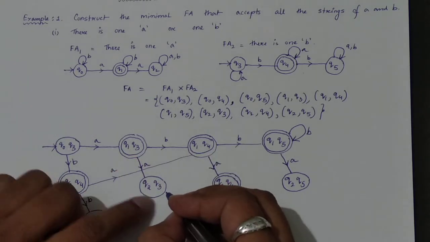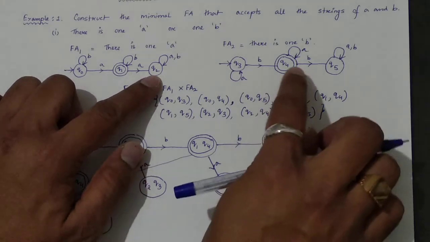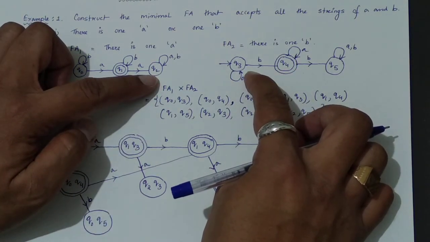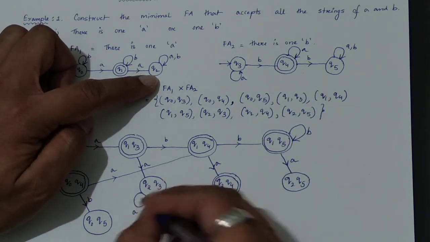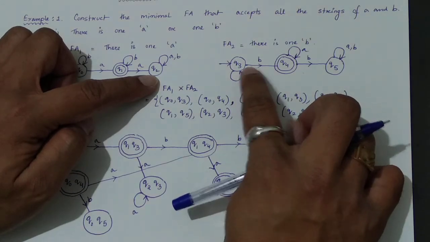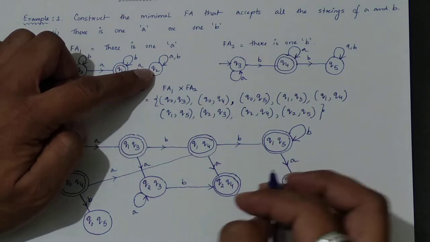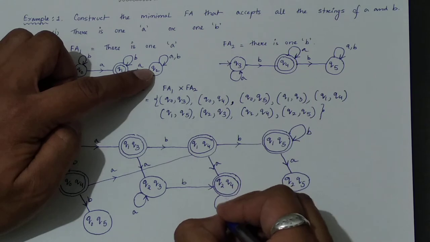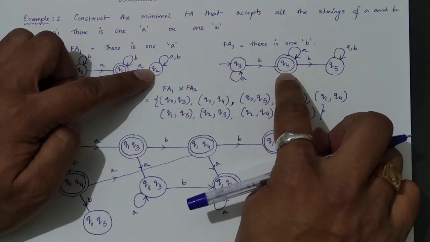Okay. Now Q2, Q3. We are left with only three states. Q2, Q3 on seeing A is going to Q2, Q3 only. Correct? So it will be a self loop. Now Q2, Q3 on seeing B is going to Q2, Q4. Correct? So now it will be very much clear. It will be fast now. Q2, Q4 on seeing A is going to Q2, Q4 only. Okay. And Q2, Q4 on seeing B is going to Q2, Q5.